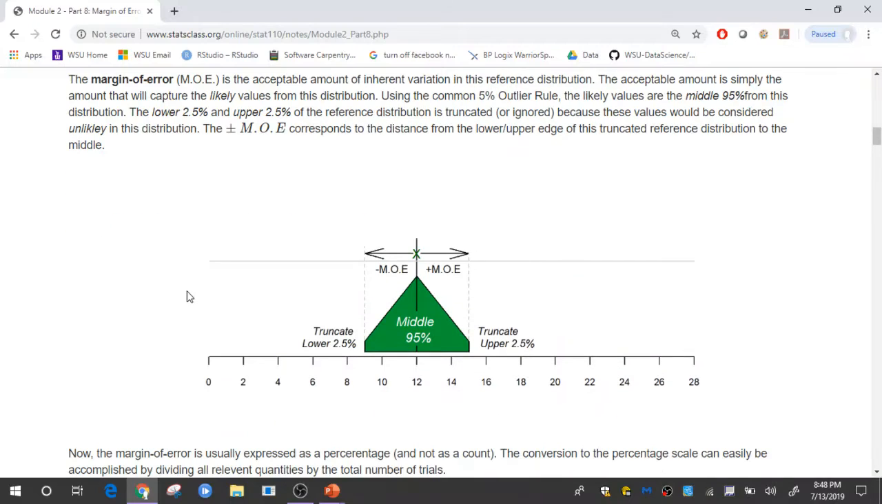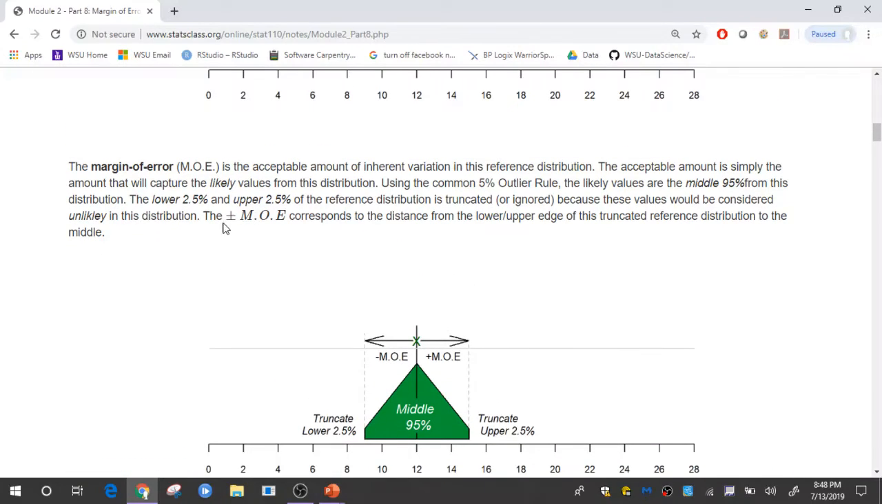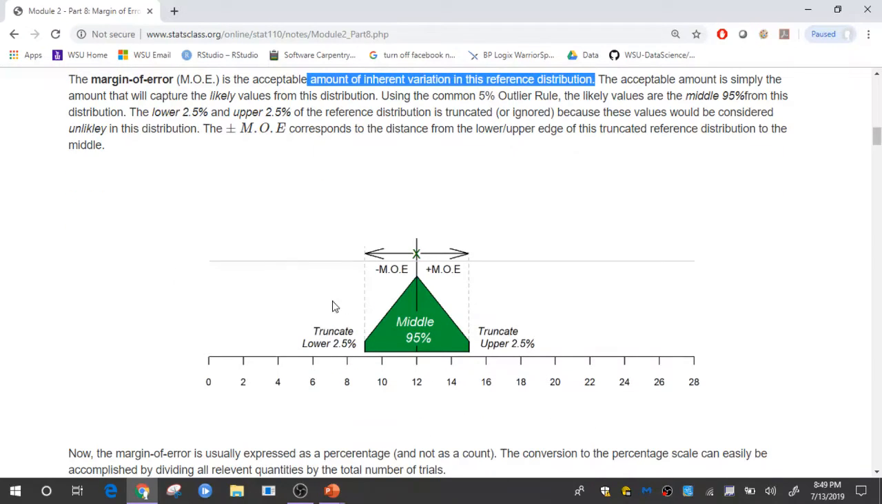Let's talk a little bit about the margin of error now. The margin of error is the acceptable amount of inherent variation in a reference distribution. The acceptable amount is simply the amount that will capture the likely values from this distribution. So if we use the 5% outlier rule, the likely values are the middle 95% from this distribution. So what we're going to do is truncate or ignore the lower 2.5% of this reference distribution. We're going to truncate or ignore the upper 2.5% of the distribution, and what is going to be left is that middle 95%.